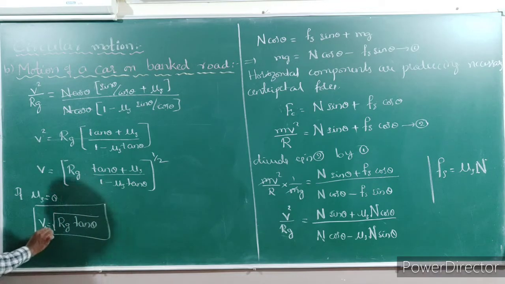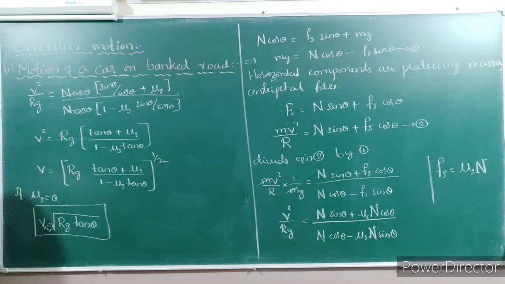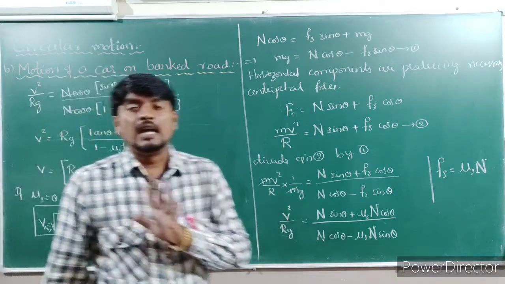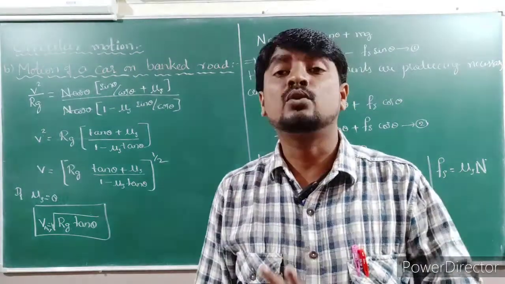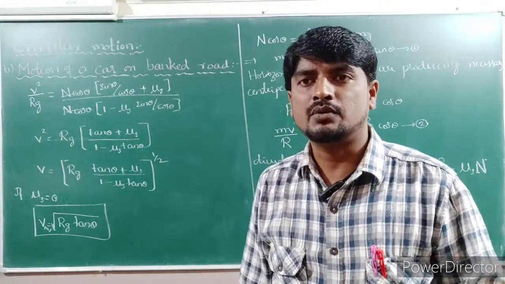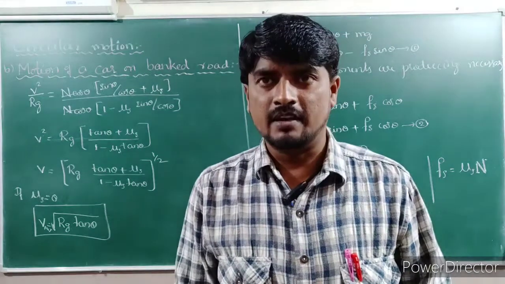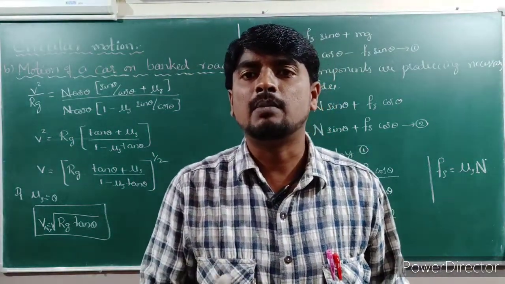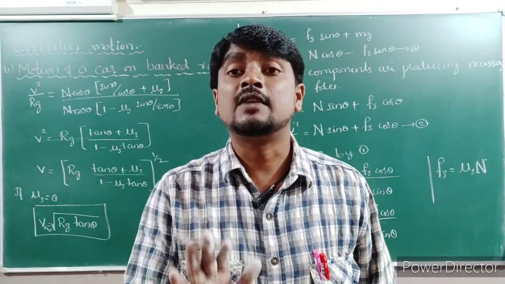So now I can write v max is equal to the square root of rg into tan theta. That means if the car moves at this angle theta, with the radius of the circular path and the acceleration due to gravity, then the car will be moving with the safer speed. When the car is moving in a circular path, we are very much bothered about the circular path as well as the safer speed.